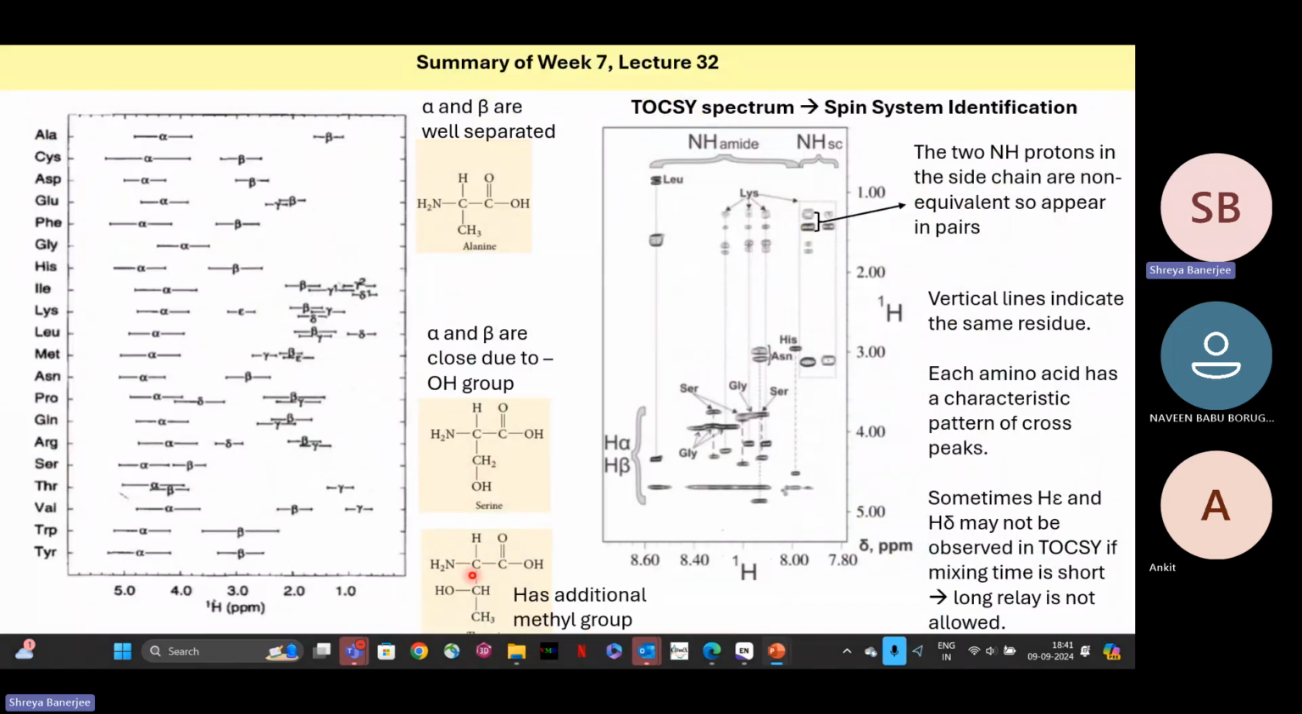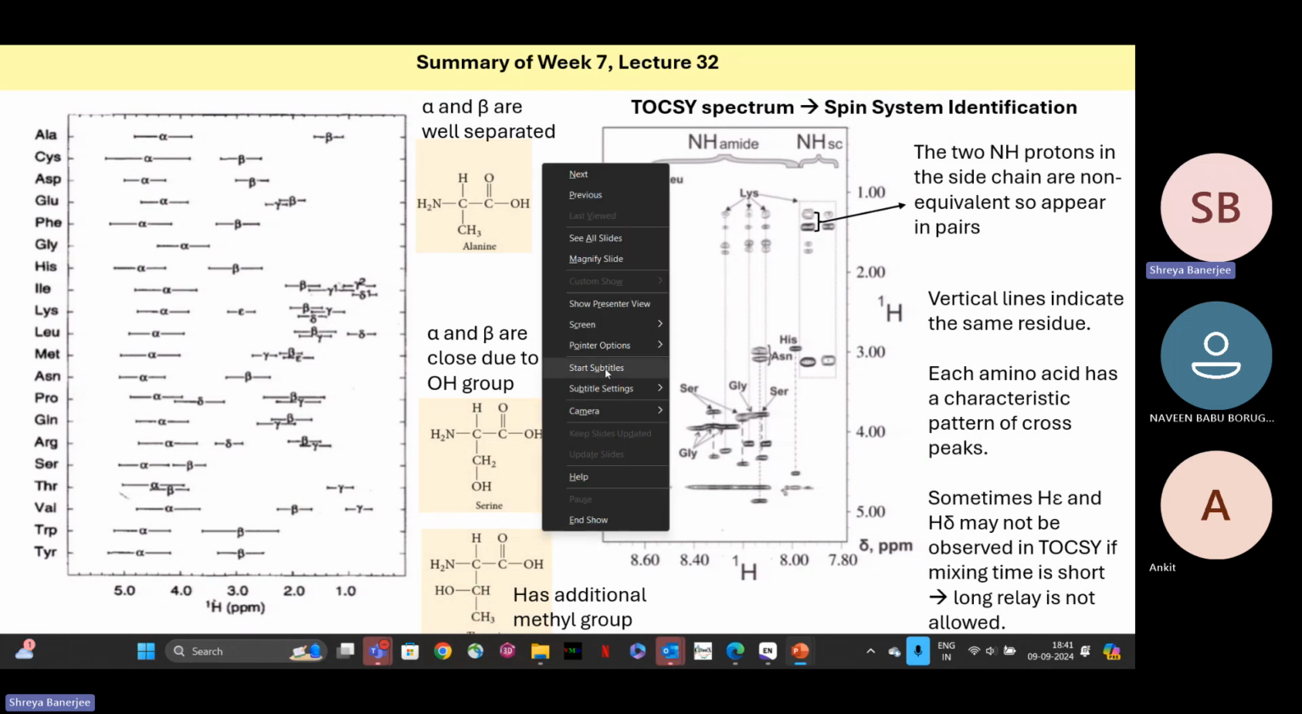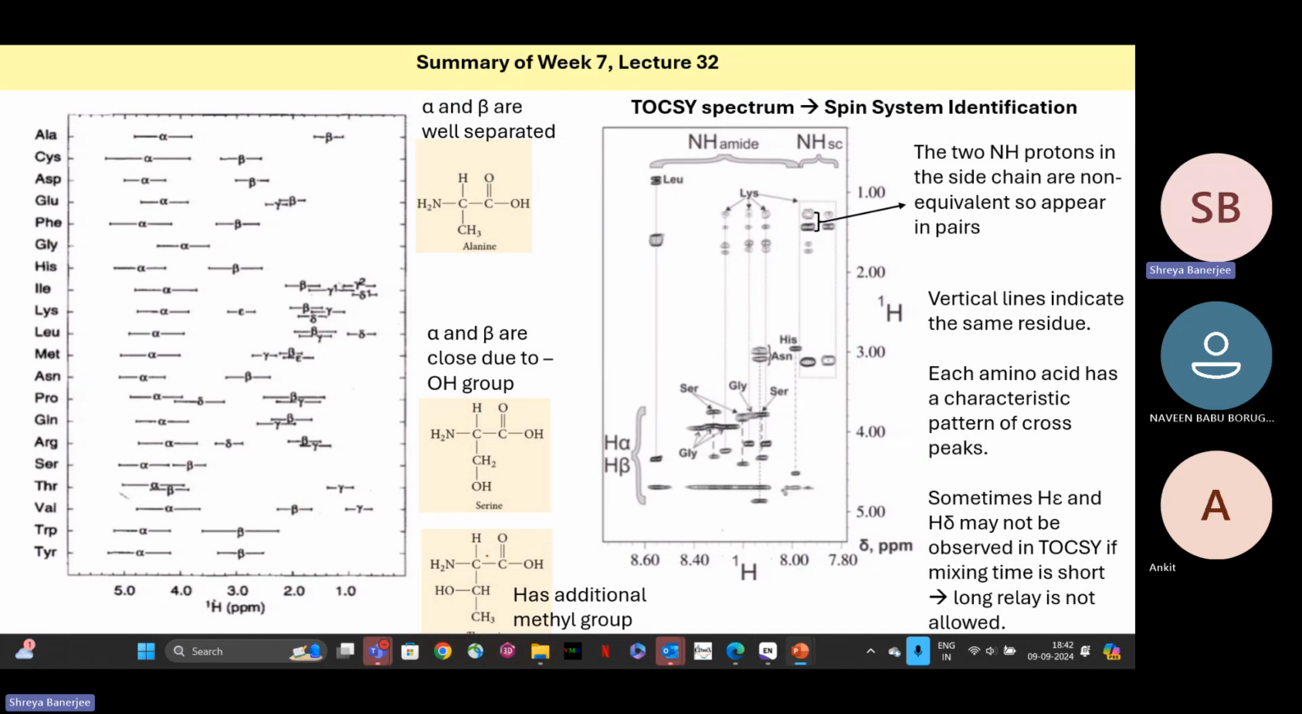You can see threonine is basically serine, but in the beta carbon, there is an extra methyl group. So threonine has a C gamma also. This is alpha, this is beta, and this is gamma. If you look at threonine, it has alpha, beta, and gamma.